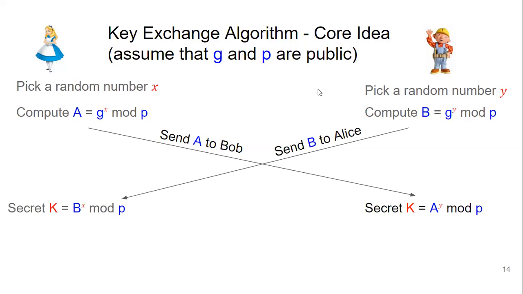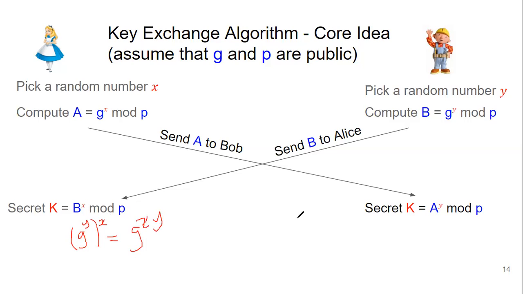So very quickly, let's look at the Alice side. What is capital B? Capital B is nothing but G power Y, and she's raising it to power X. This is nothing but G power XY. And the same thing happens on Bob's side.